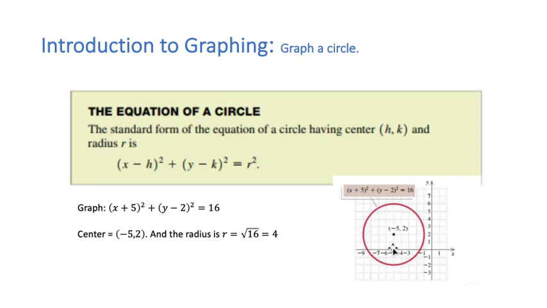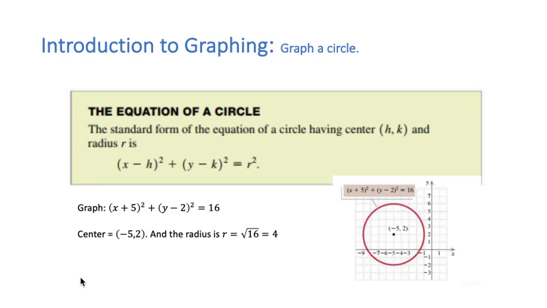So we go to the left negative 5 and up 2. Now, from the center, draw a little dot. Since the radius is 4, go 4 units up from the center, 4 units down, 4 to the left, and 4 to the right. And then connect those dots with a nice smooth circle. And that's what the equation would look like.